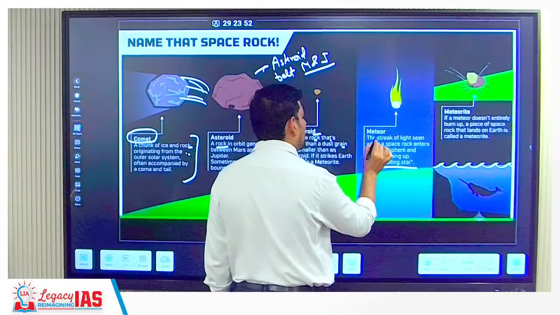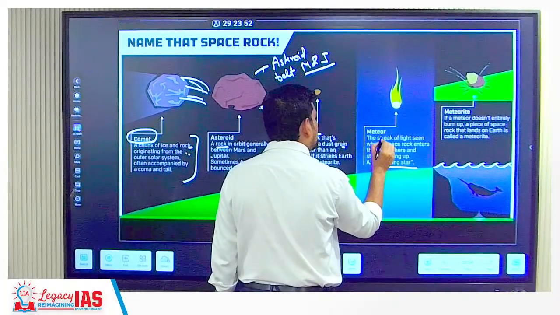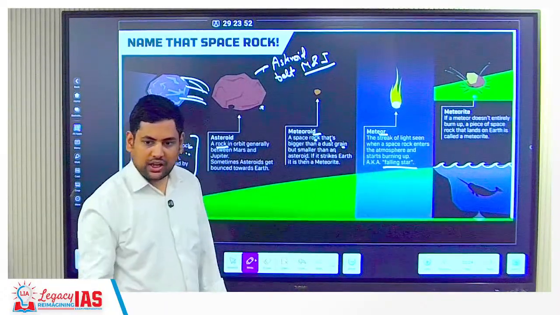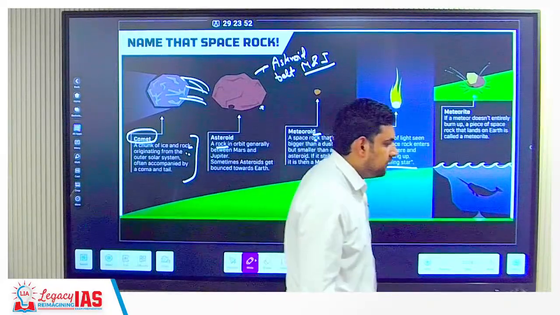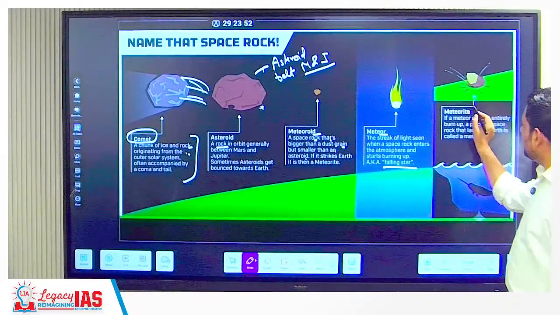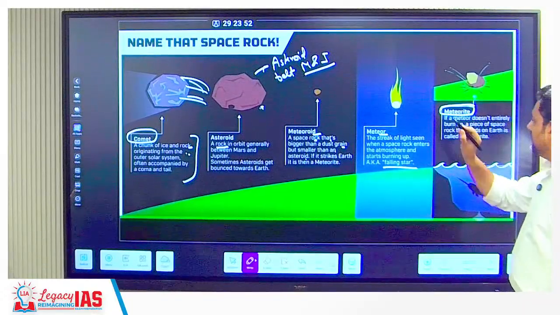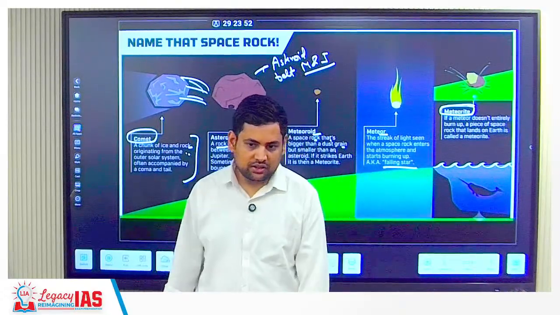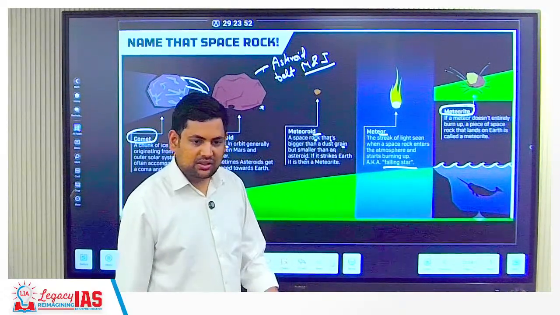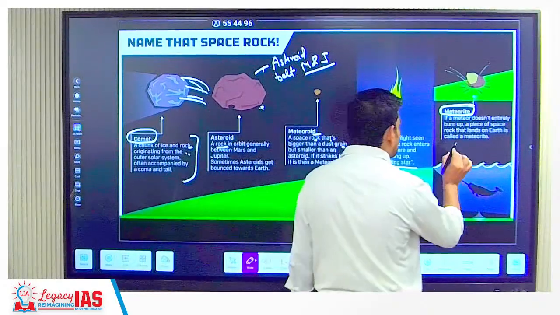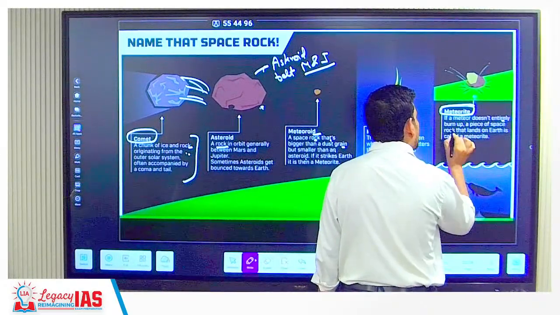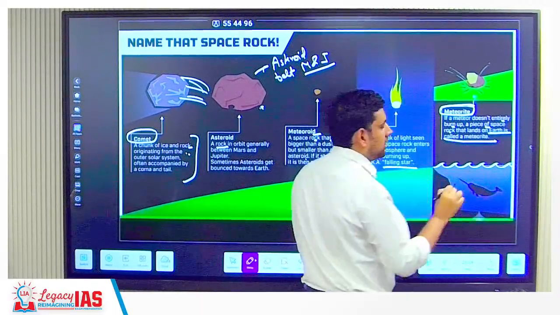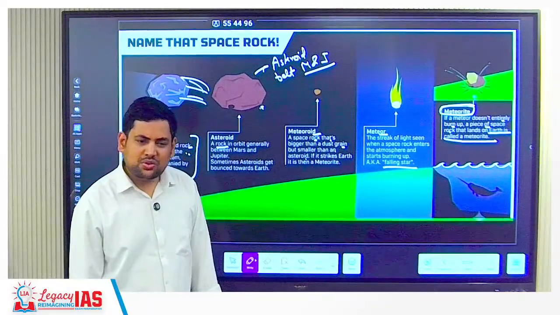Now this is called a meteor. A meteor is the streak of light seen when a space rock enters the atmosphere and starts burning up. Finally you get to something that we know as a meteorite. A meteorite is something that strikes the Earth's surface. This will cause those craters, depressions, whatever you want to call it. If a meteor does not entirely burn up, a piece of space rock that lands on Earth is called a meteorite. Okay, so don't get confused by the terms.